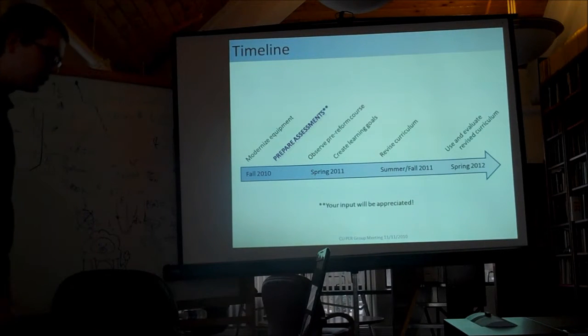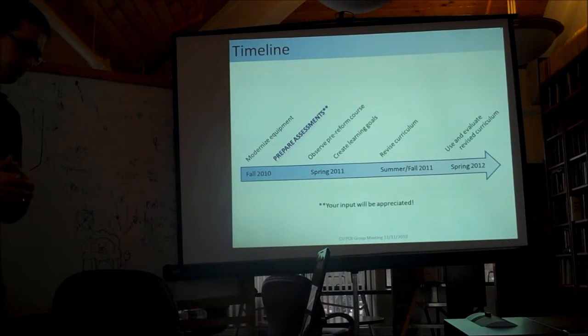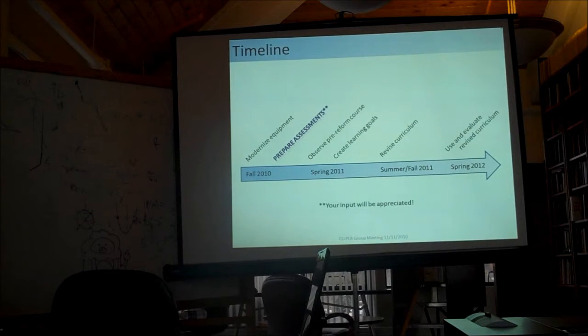So the timeline for the project, right now we're actually ordering some new equipment, some new computers and oscilloscopes, and maybe some other electronics, just so the students have better equipment to work with, because that has been somewhat of a limitation. And then the thing we're also doing right now is we want to prepare assessments, or just some way to observe what happens in this pre-reform course. And so that's what I want to talk about for the little bit of time left.